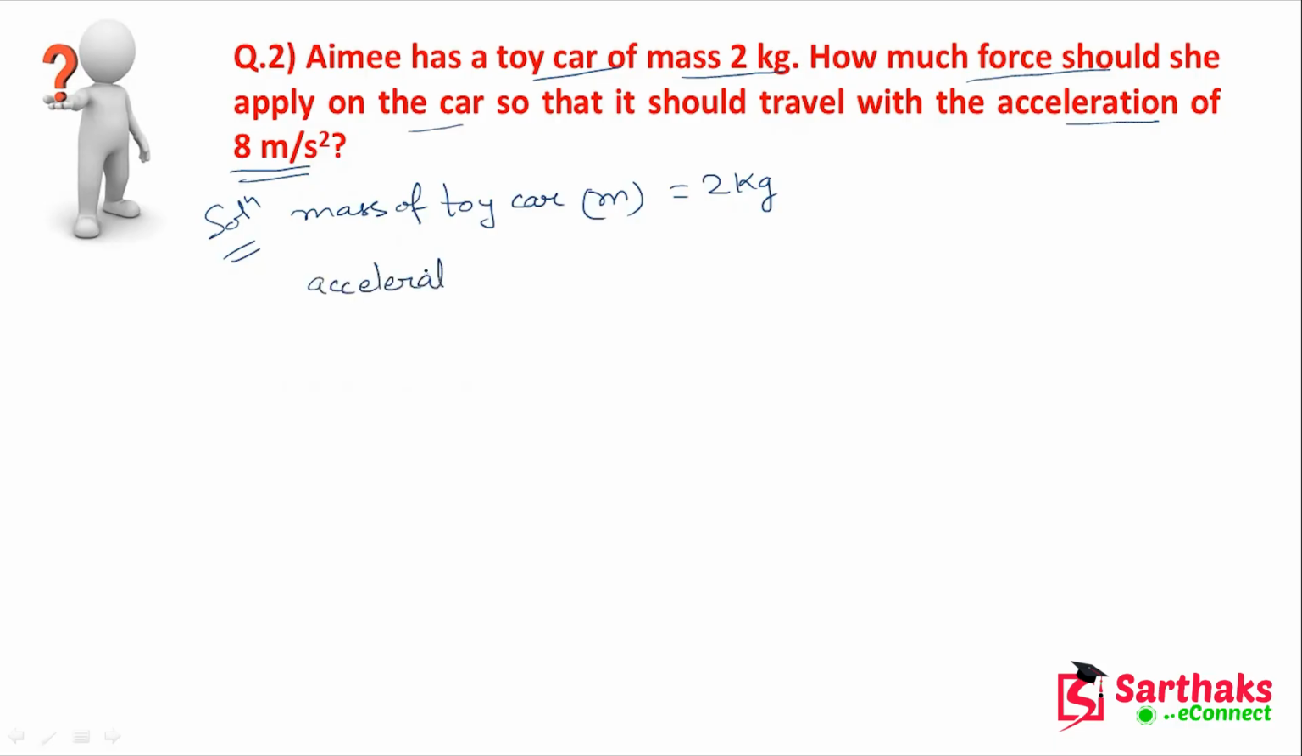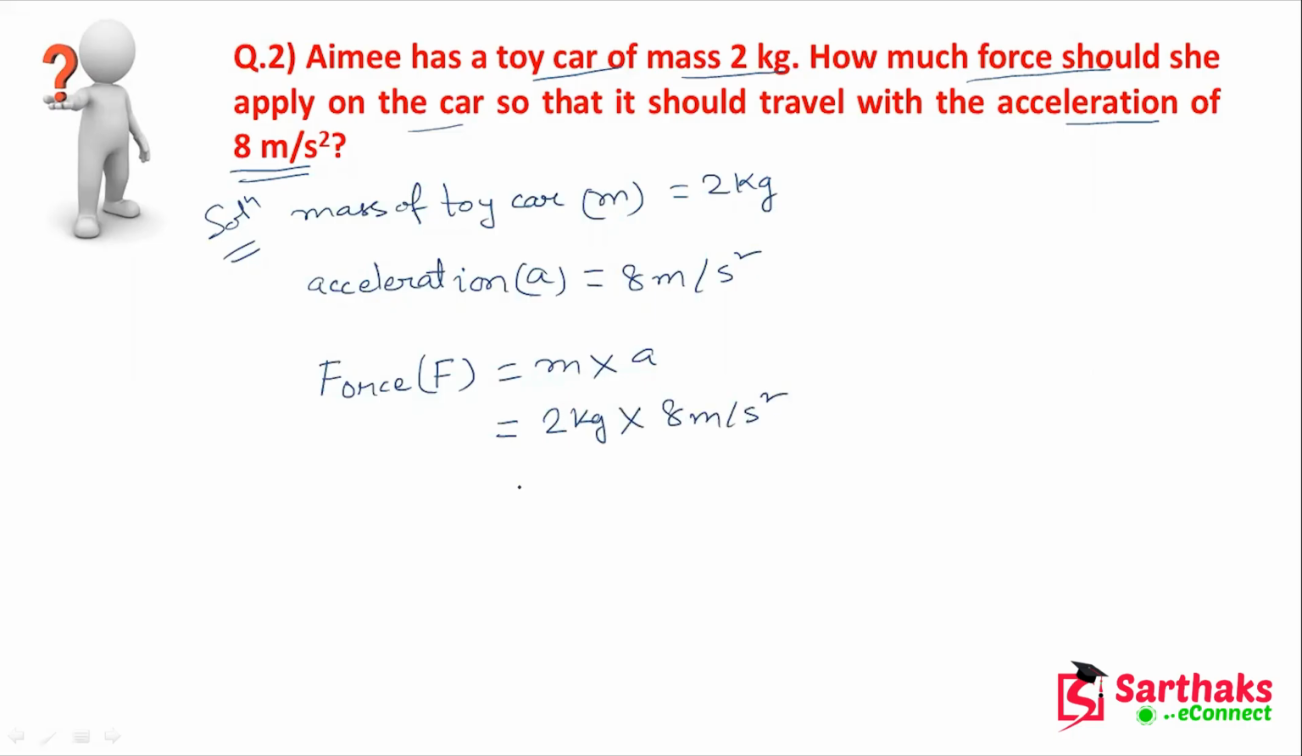So acceleration, denoted by a, is 8 meter per second square. That means force F equals M into A. I can write down 2 kg times 8 meter per second square. So it will be 16 kg meter per second square, or you can write 16 Newton. Okay, so this will be the answer.